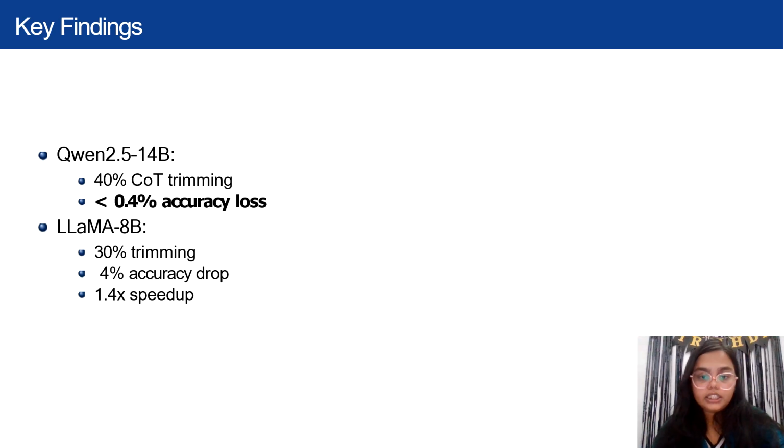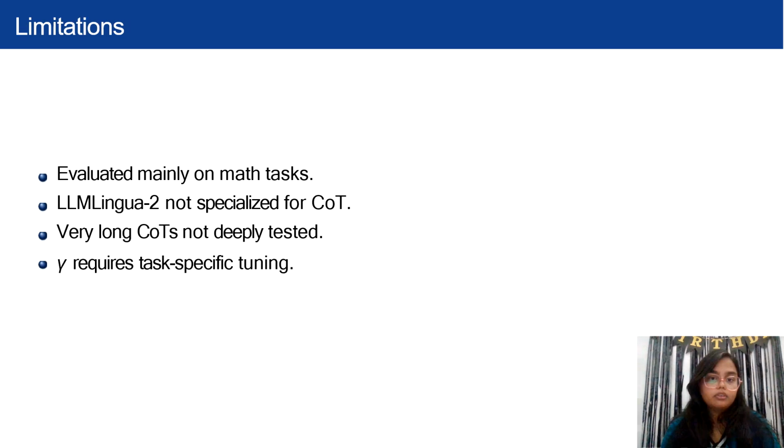So these are the key findings which I explained in the graph slide itself: when we do 40% COT trimming, the accuracy decreases by just 0.4%, and in Llama when we do 30% trimming, there is a 4% accuracy drop, but the speed is also good, with a 1.4x speedup. We also have some limitations here.